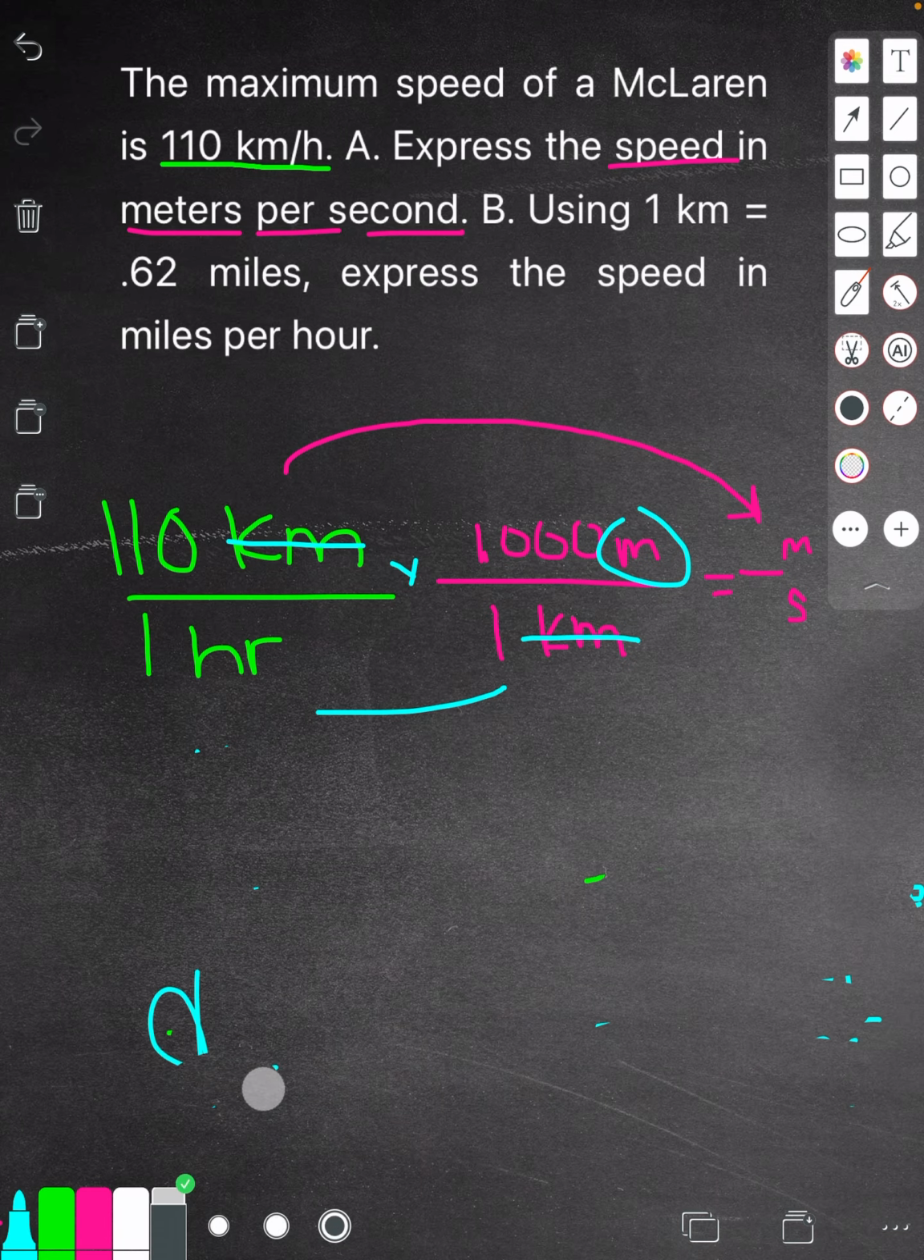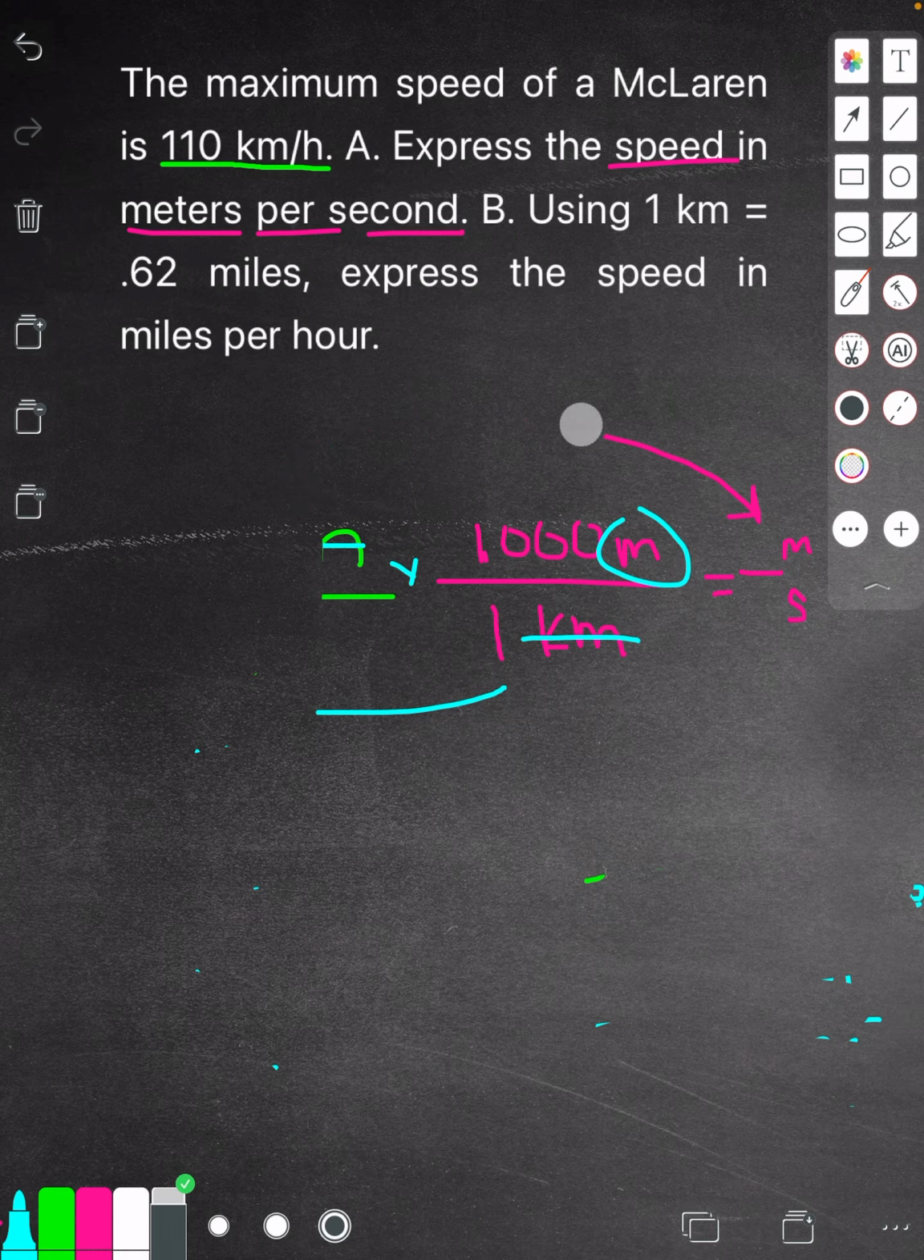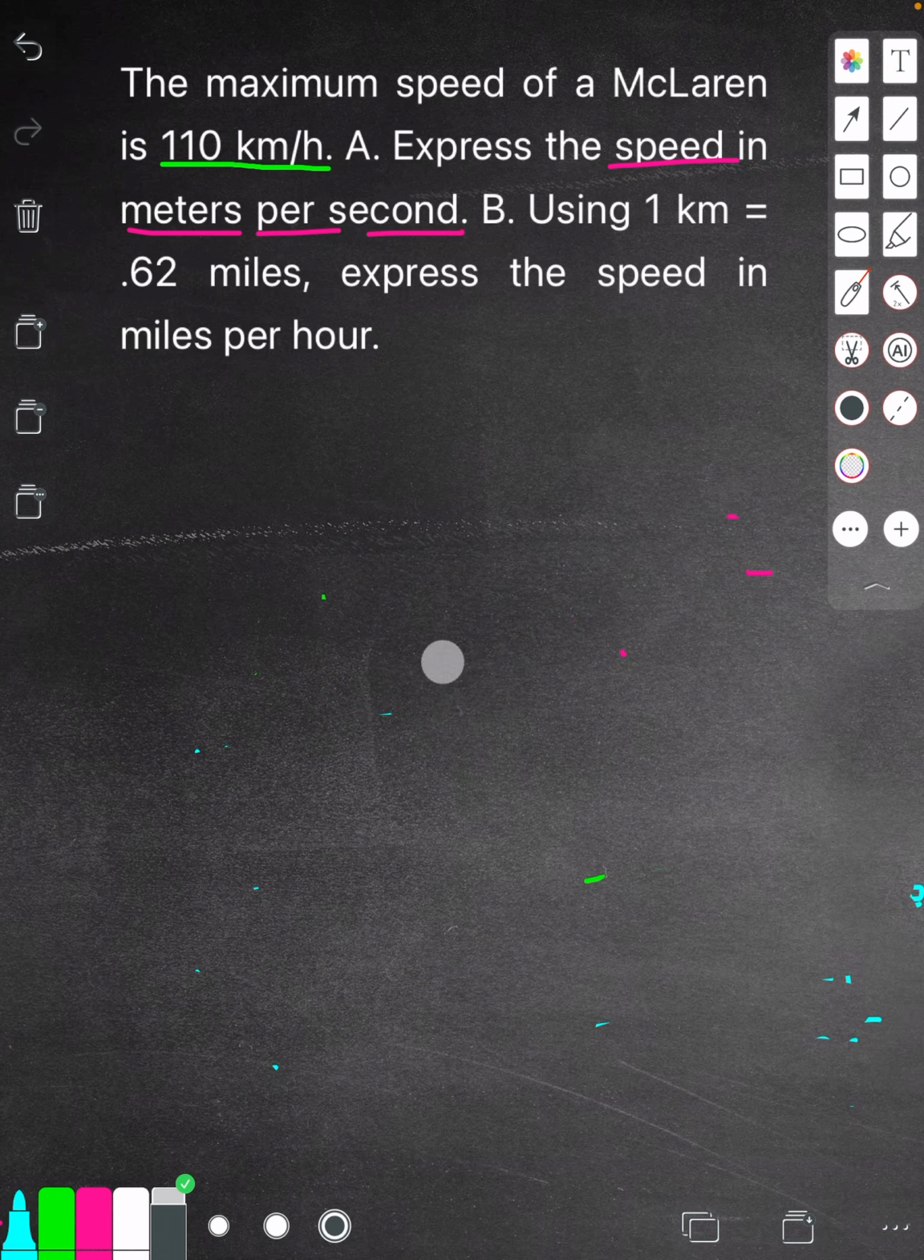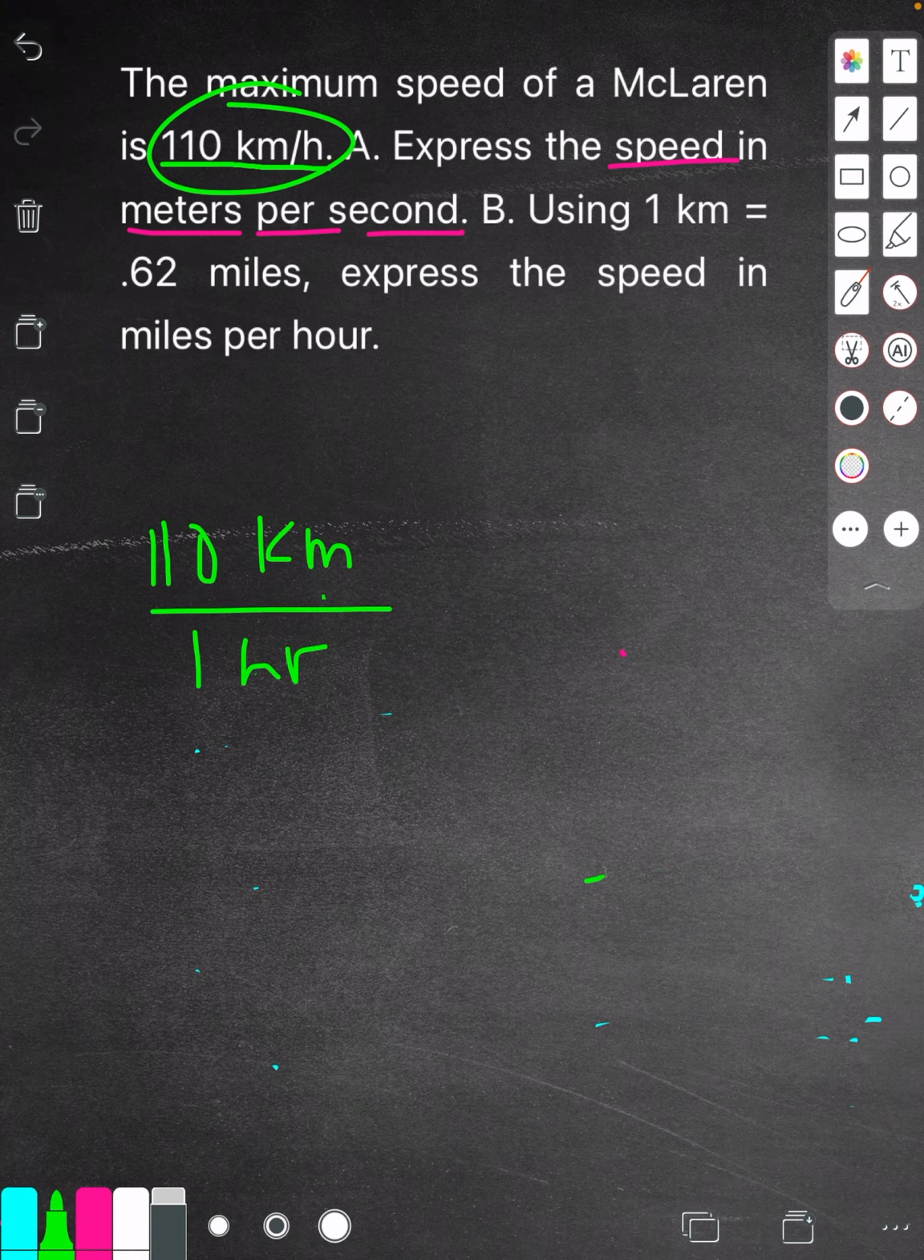As 110 kilometers an hour. This is the very last part of this problem, and you are good to go. 110 kilometers in 1 hour, according to this part of our problem. And we want to express or write the speed in miles per hour. What are we trying to get to? We're trying to get to miles, MI, in 1 hour.